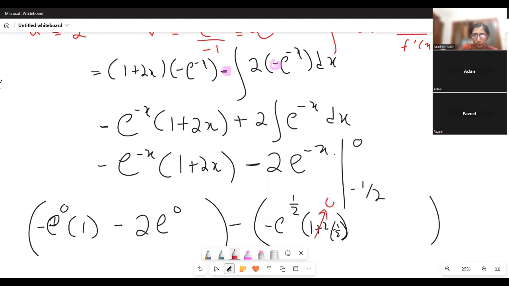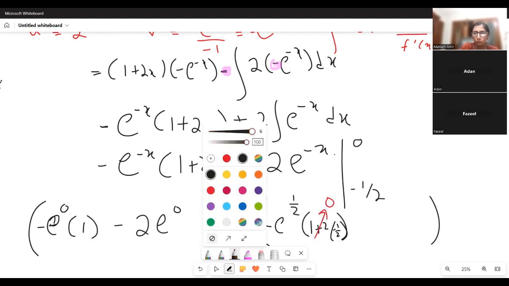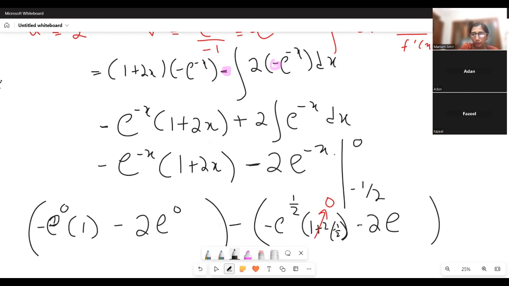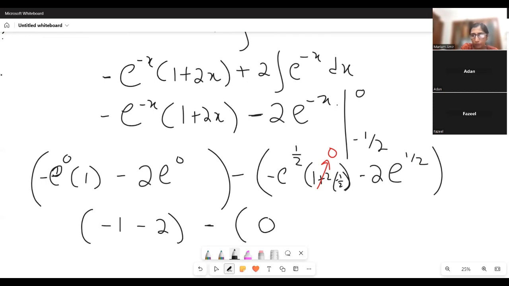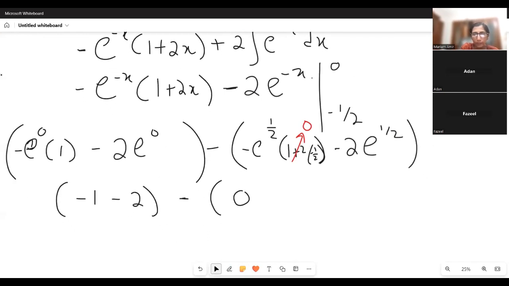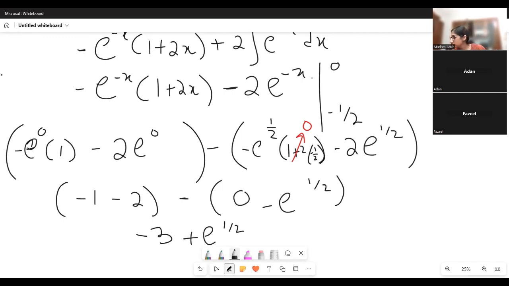This becomes 0. And then minus 2 e power minus x again plus half. So we have 1 here, sorry, minus 1, minus 2, and then we have a negative sign in between, and we have 0, minus e power half. So we have negative 3 plus e power half.